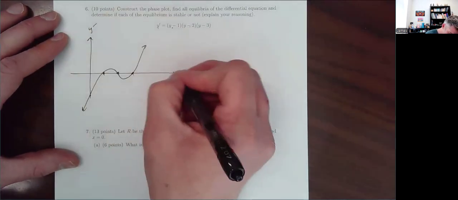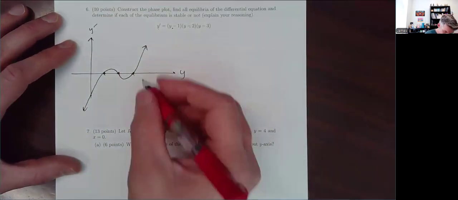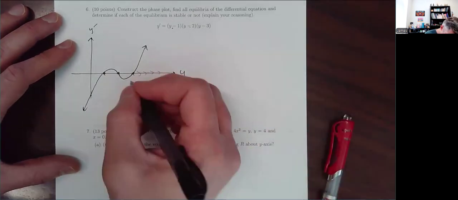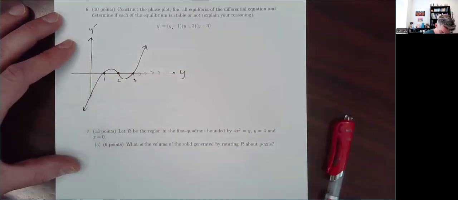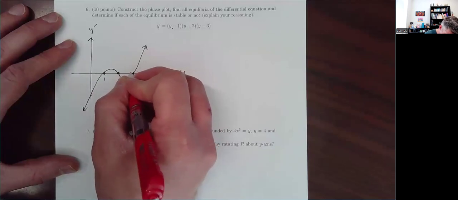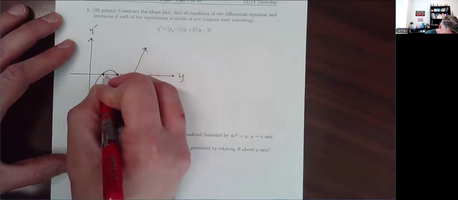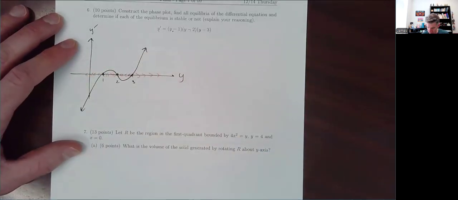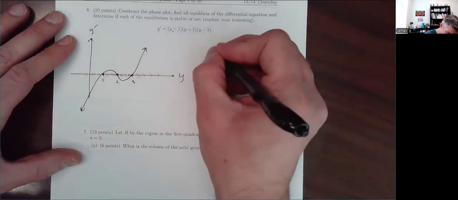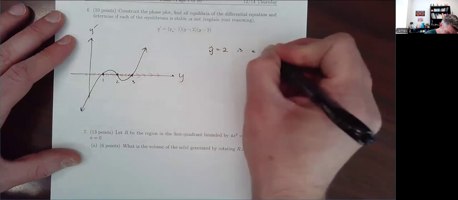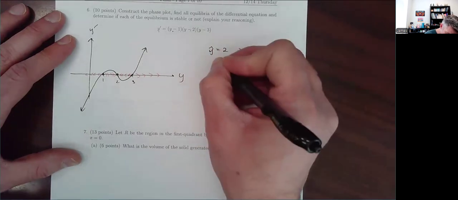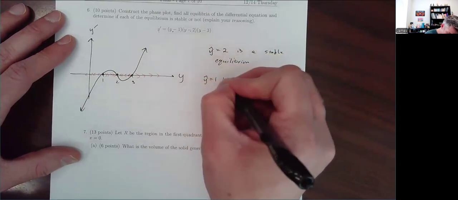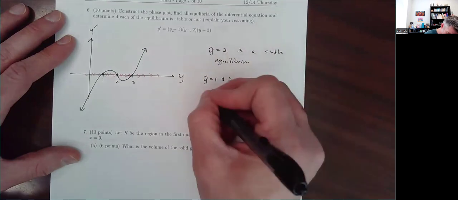Y prime, y. We can see that we're increasing right of 3. We are decreasing between 2 and 3, so our derivative is negative. We're increasing between 1 and 2, and we're decreasing left of 1. So it looks like 2 is the only stable point. So y hat equal to 2 is a stable equilibrium. Y hat equal to 1 and 3 are unstable equilibria.